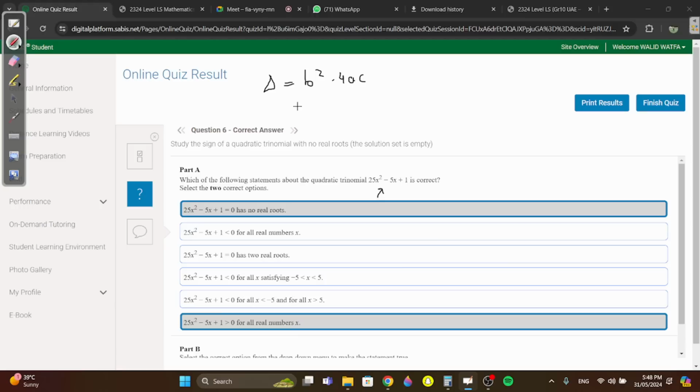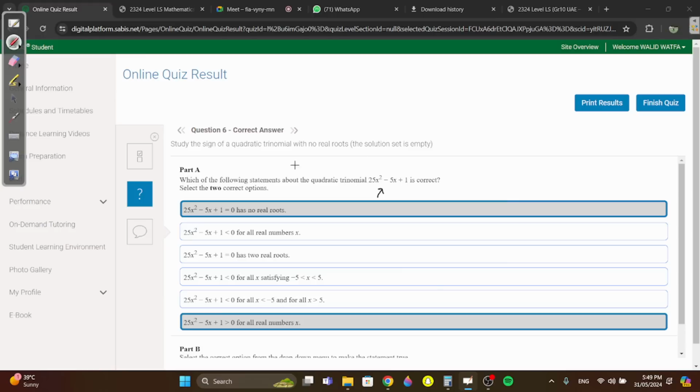So b squared is minus 5 squared, minus 4 times 25 times 1. Minus 5 squared is 25. Minus 4 times 25 times 1 is minus 100. You get minus 75. Okay, if your discriminant is negative, that means there's no roots. It's not factorable. If you said it's not factorable, and then after you found the discriminant it's a positive number, that means you did something wrong. That means it is factorable.